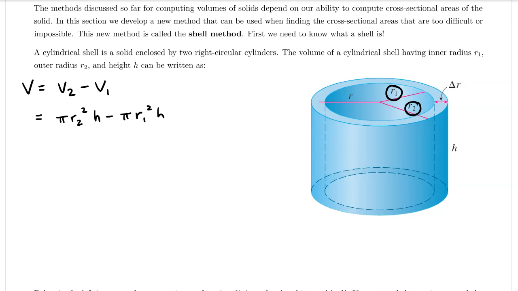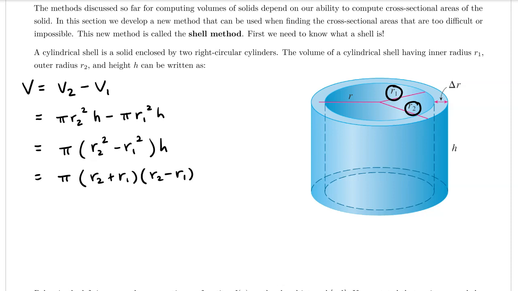From this stage, you might notice that both of these terms have a pi and an h in them. So I'm going to factor out pi, and I'm also going to factor out h from both of those terms. What I'm left with is radius 2 squared minus radius 1 squared. Inside of those parentheses, you might notice that that is a difference of squares. So we can factor that difference of squares into R2 plus R1 times R2 minus R1, and then we still have the h on the outside.